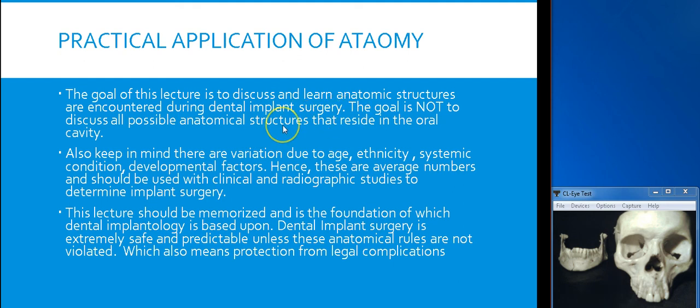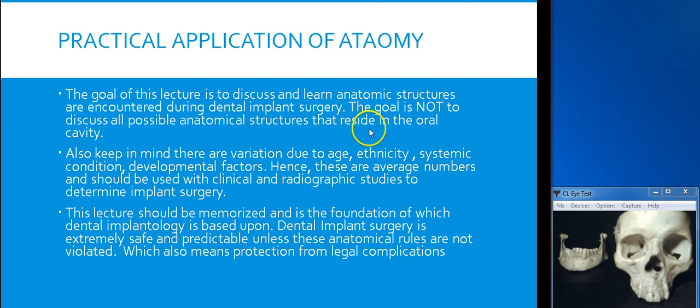The goal is not to discuss all possible anatomical structures that reside in the whole oral cavity. So we're trying to be very particular about dental implant related anatomy. And I hope you find this chapter very interesting because we did a lot of literature review to build a nice picture in your head when you're doing your surgery. So you have a good roadmap of the major anatomical areas, what to expect, even if you don't have a CT scan, with the PA and pen, because you have a good understanding.